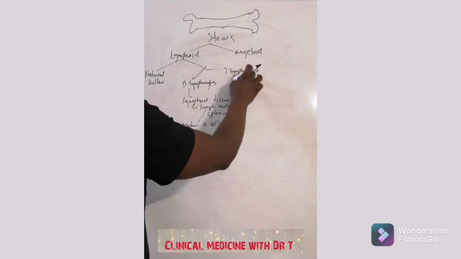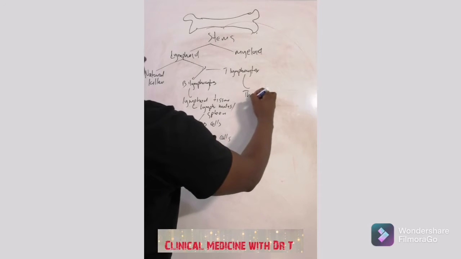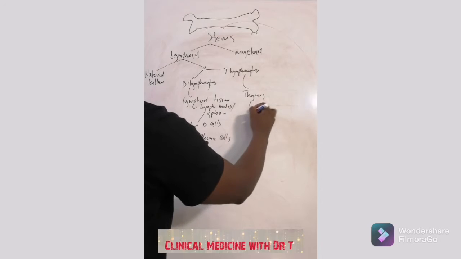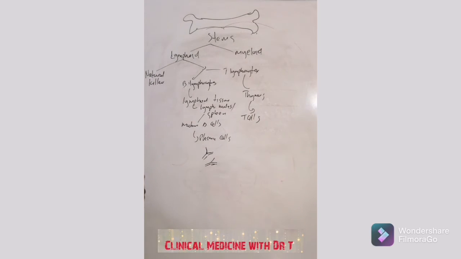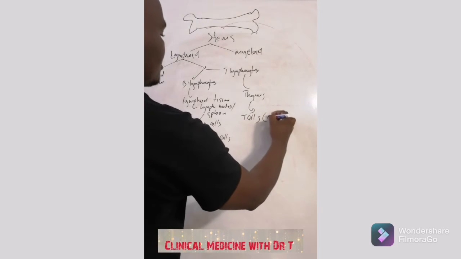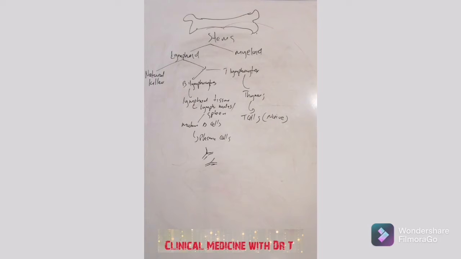On the other side, these immature T cells will migrate to the thymus and become naive T cells. A naive T cell is a cell that has not met an antigen. It has not interacted with an antigen. So this brings us to the most important part, which we're going to be talking about right now.